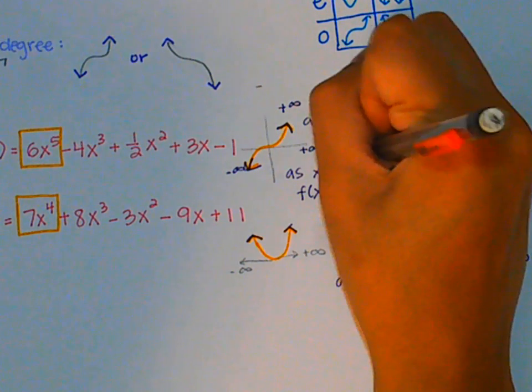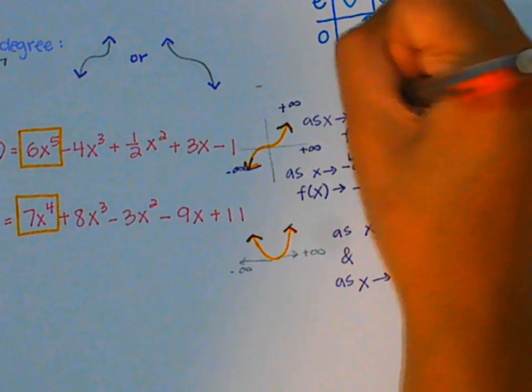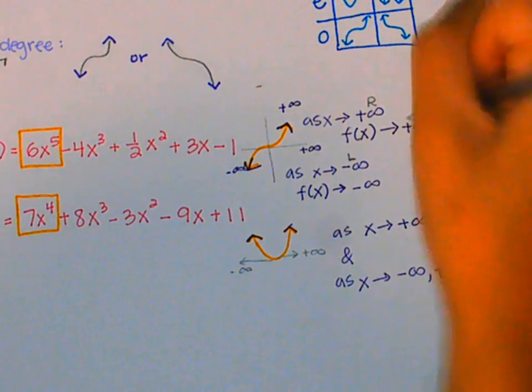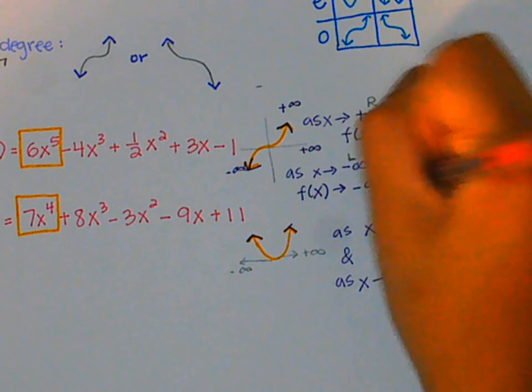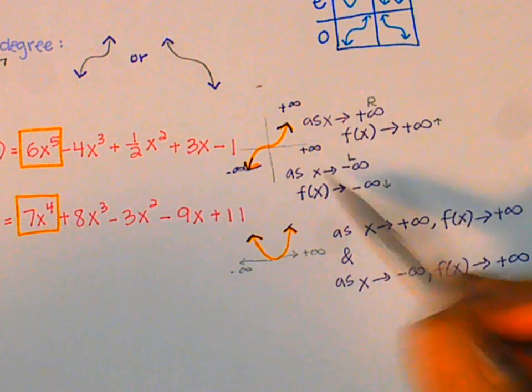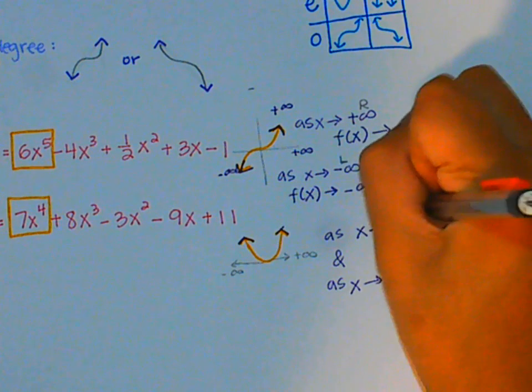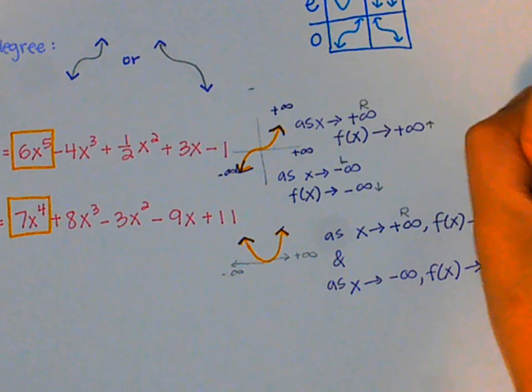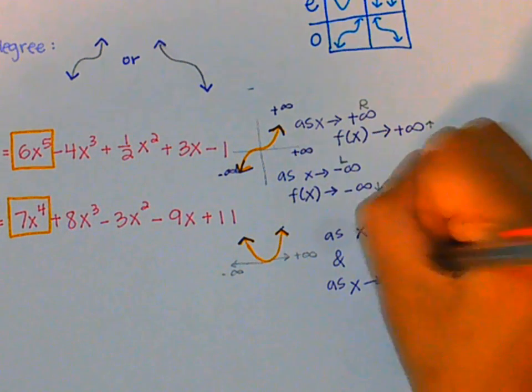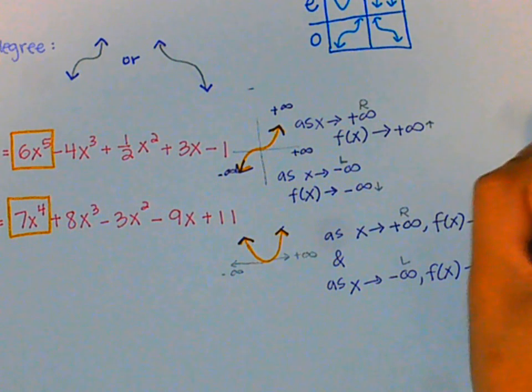I guess I can write like the left here and the right. This is going to go up, and this would go down, which kind of describes exactly what's happening in my graph here. Again, as this one goes to the right, my graph goes up, and as it goes to the left, it still goes up.